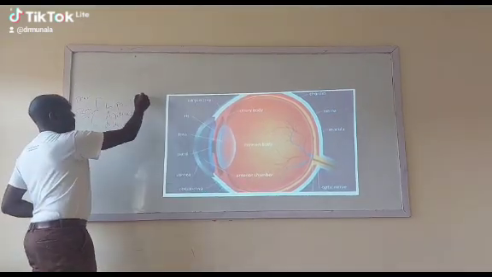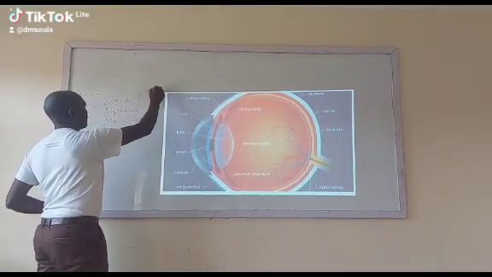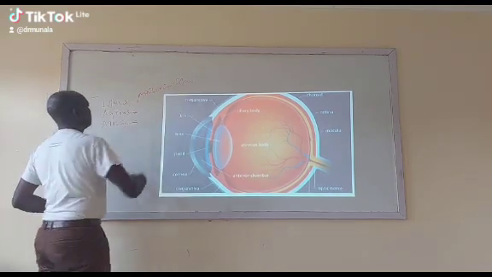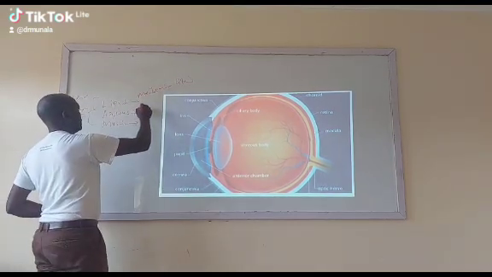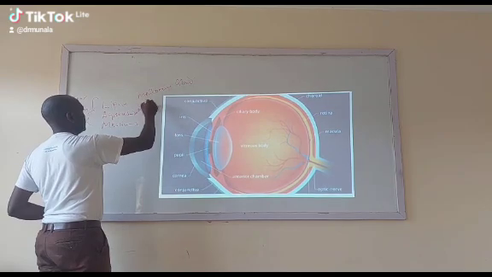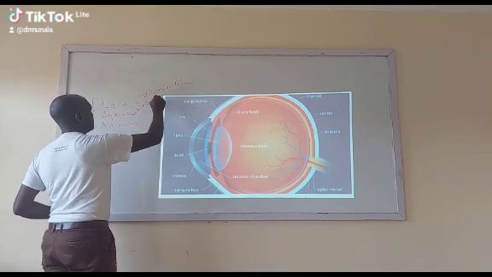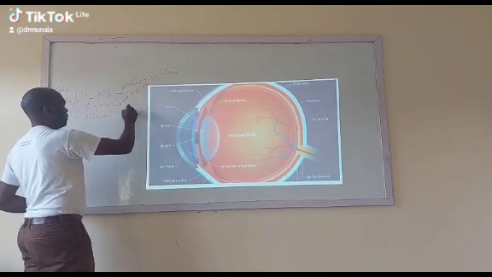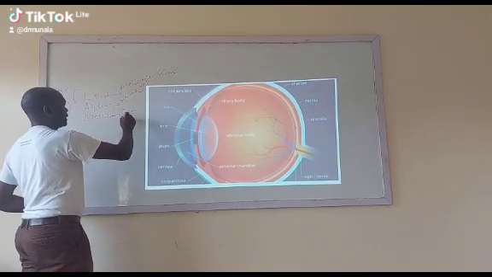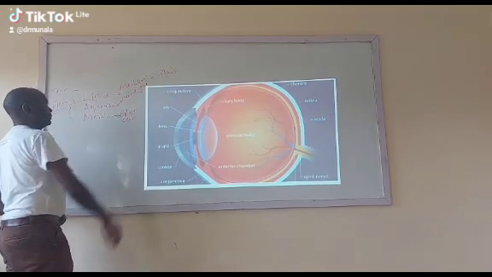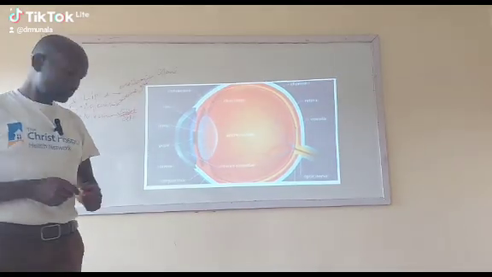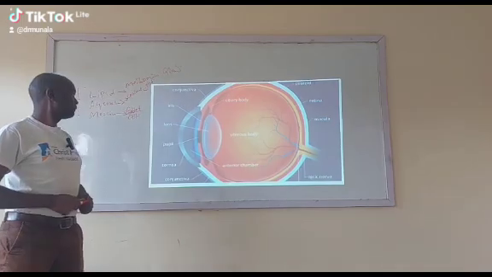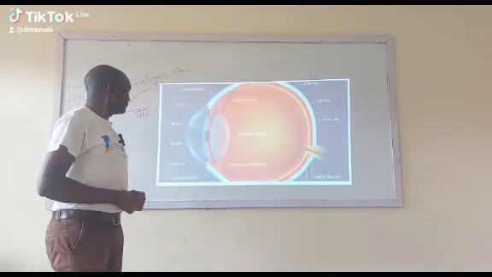The lipid layer is produced by the meibomian gland. The aqueous layer is produced by the lacrimal gland. And then the mucin layer is produced by what we call the goblet cells. One of the functions of the tear film is protection and also lubrication.